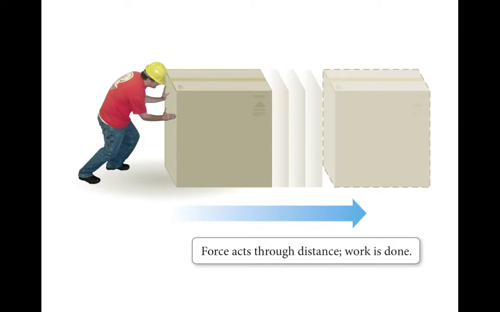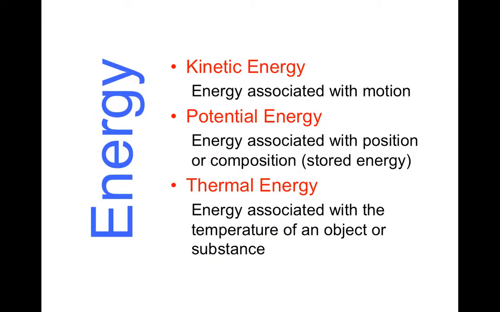The action of a force through a distance. And that's work. Okay, the next kind of energy is kinetic energy, and that is defined as the energy associated with motion. And the third one is potential energy, which is the energy associated with position or composition. It's oftentimes considered stored energy. You can see why potential might be a good term for that. And then finally, thermal energy, which is the energy associated with the temperature of an object or a substance. Okay, so these are the four kinds of energy: work, kinetic, potential, and thermal that we're interested in here.